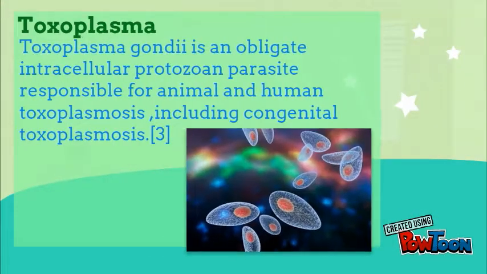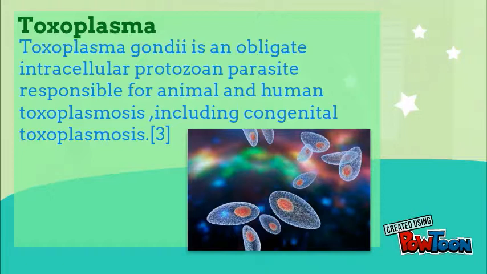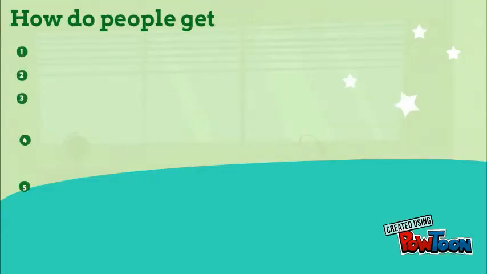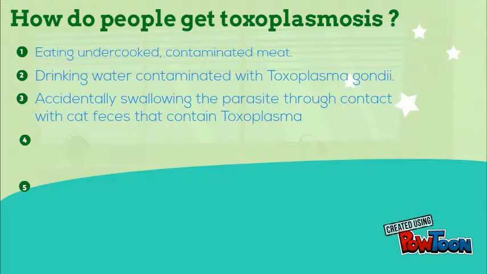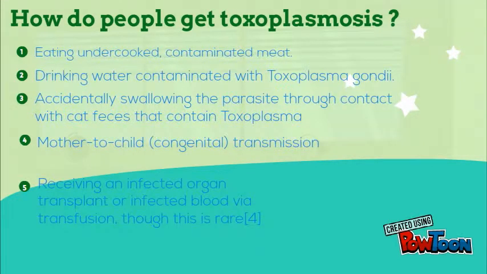In TORCH, T stands for toxoplasma. Toxoplasma gondii is an obligate intracellular protozoan parasite responsible for animal and human toxoplasmosis. There are several ways that people get toxoplasmosis, like by eating undercooked contaminated meat, or by drinking contaminated water, or accidentally swallowing the parasite through contact with cat feces that contain toxoplasma, and also there is mother-to-child transmission.